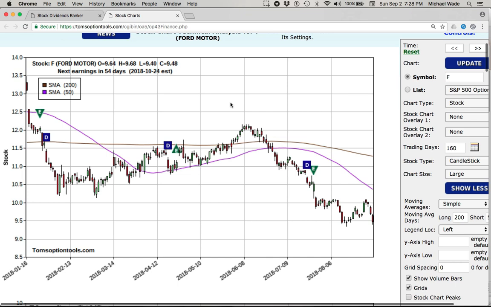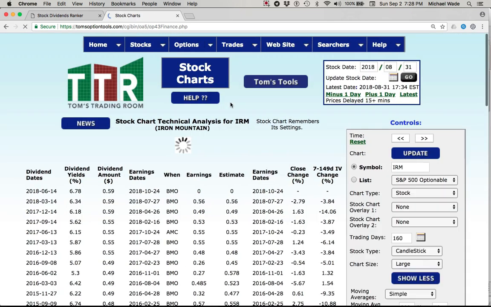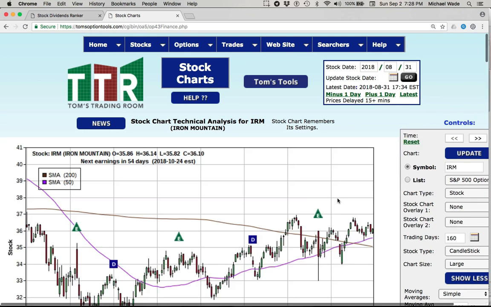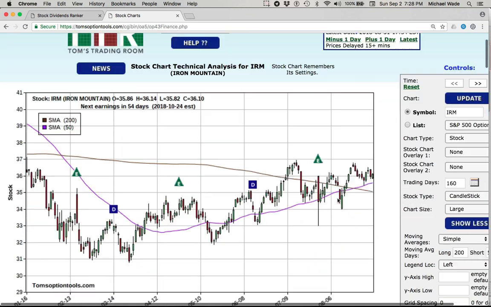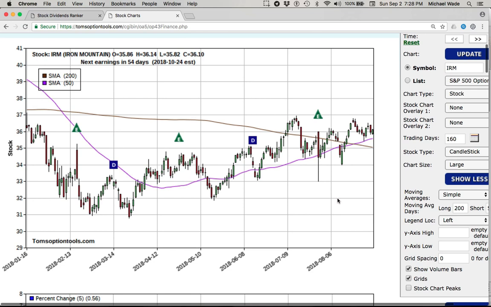So let's take a look at IRM, Iron Mountain. Now this is the first one on the list. It has the highest dividend yield in the S&P 500. And if you look at this chart, you can see overall from March or so of 2018 that the stock has been in an uptrend as confirmed by this purple line, the 50-day moving average, which just crossed above the 200-day moving average. This stock has a higher likelihood of rising, consequently, which makes the asset itself a better asset to buy and to collect your dividend rent checks.